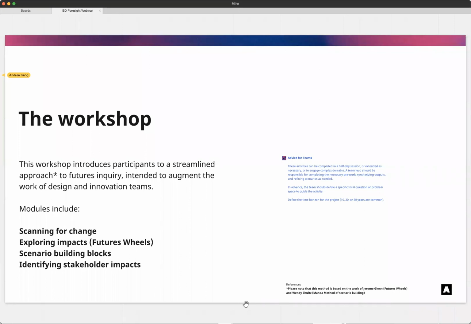So the modules we're going to talk about today include how to think about and scan for change in the environment, how to explore the impacts of change using a tool called Futures Wheels, building basic scenarios or stories about the future, and then thinking about how all of these things come together to impact stakeholders.